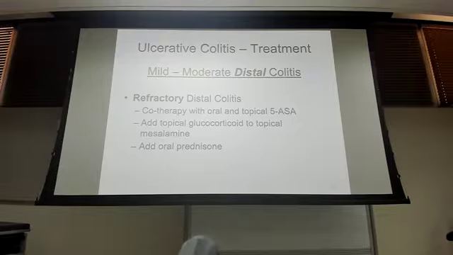Still mild to moderate, and it's distal colitis. We're going to do co-therapy with oral and topical 5-ASA. Also add a topical steroid, a glucocorticoid, to the topical mesalamine. And then we can also add oral prednisone. So that's your step-ups. If the patient's not responding, if it's limited to the distal colon and refractory to the other methods, now we go systemic, and then we add a topical glucocorticoid to the topical 5-ASA, and then we can add oral prednisone.